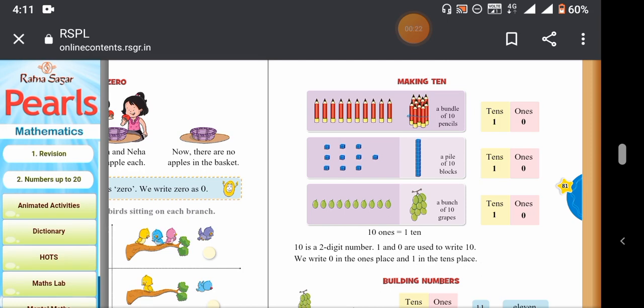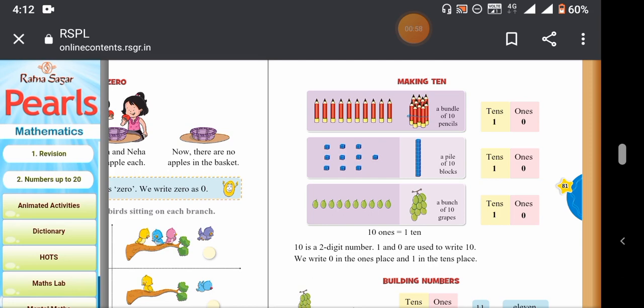So all together form a bundle. So a bundle of 10 pencils. So in the next picture, there are some blocks. So 1, 2, 3, 4, 5, 6, 7, 8, 9, 10. So there are 10 blocks. So all these together, a pile of 10 blocks. Then there are 10 grapes. So all these grapes form a branch of 10 grapes.